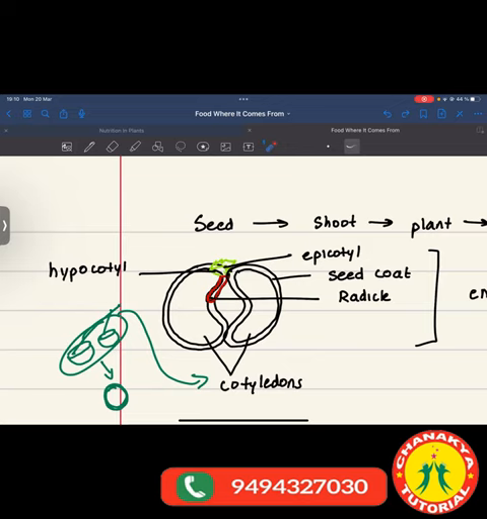Do you know what starch is? No, no. Okay, starch is like sugar. It's not like the sugar that we eat. It's the sugar of the plant. You know the plants make their own food with the process of photosynthesis. You know that, right? Yes, ma'am.